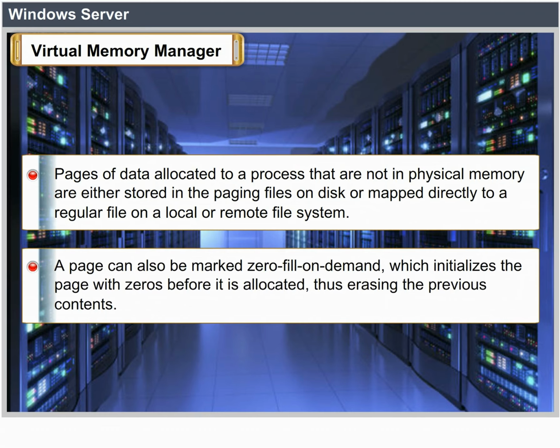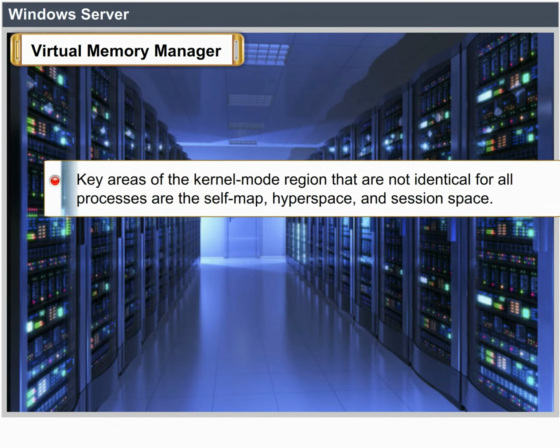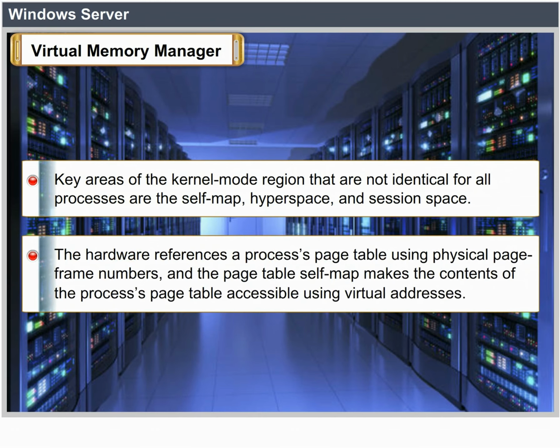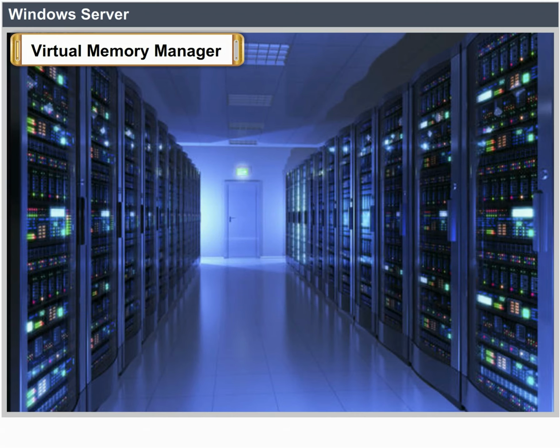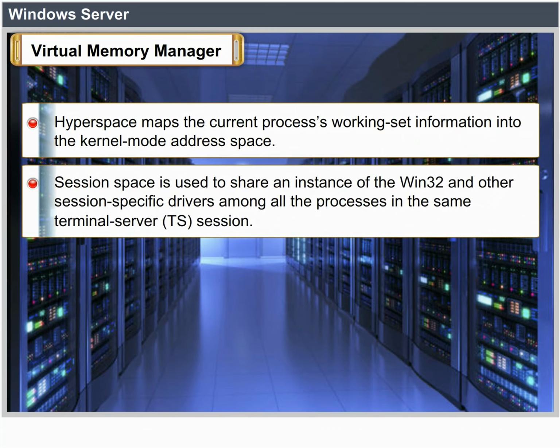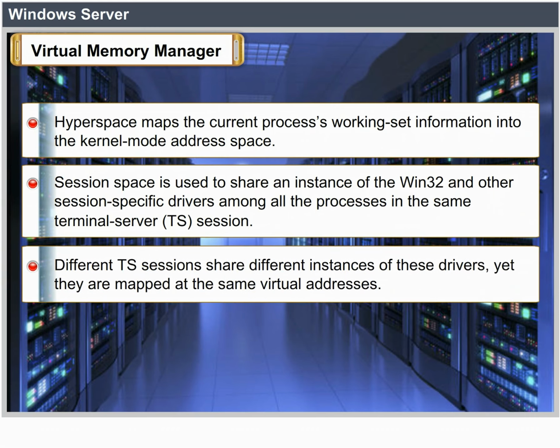Key areas of the kernel mode region that are not identical for all processes are the self map, hyperspace, and session space. The hardware references a processor's page table using physical page frame numbers, and the page table self map makes the contents of the processor's page table accessible using virtual addresses. Hyperspace maps the current processor's working set information into the kernel mode address space. Session space is used to share an instance of the Win32 and other session specific drivers among all the processors in the same terminal server (TS) session. Different TS sessions share different instances of these drivers, yet they are mapped at the same virtual addresses.